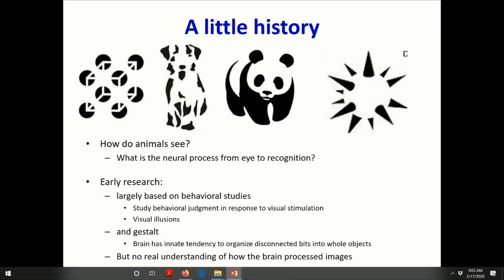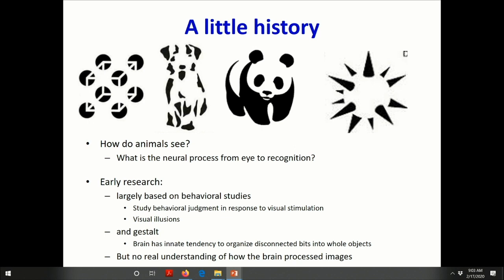People have been trying to understand how humans and animals understand the visual world for a very long time. And for the longest time, nobody really understood it. What is the neural process through which we are able to comprehend the visual world around us? Pretty much everything that people did was focused on behavioral studies. How do people respond to visual stimuli? So the most common examples of the kind of studies that people did are those pictures up there.